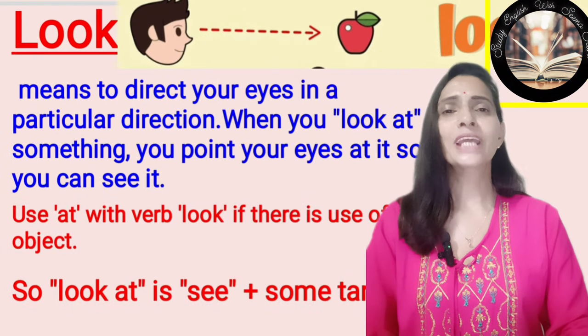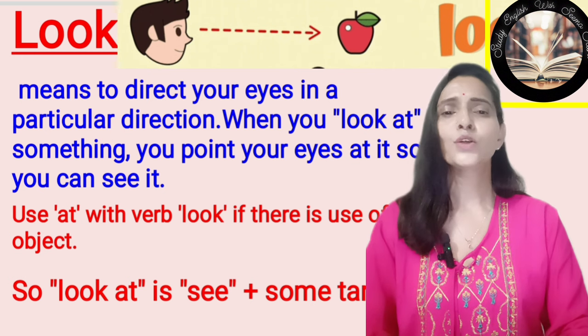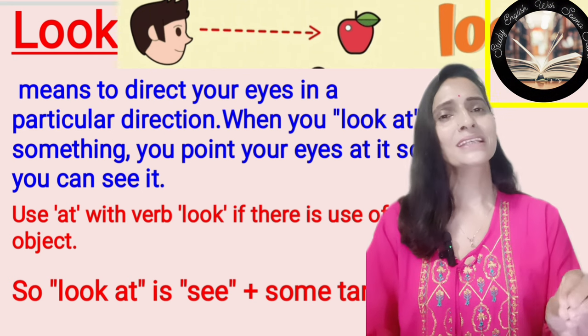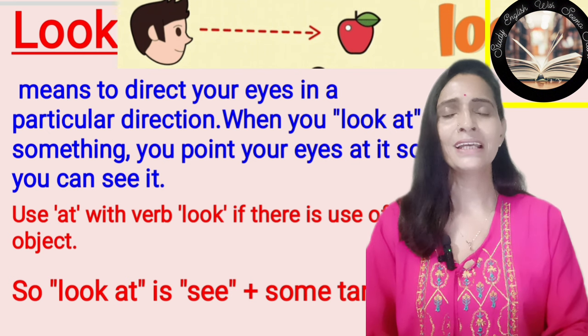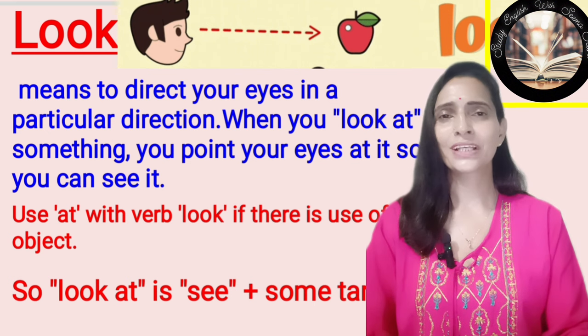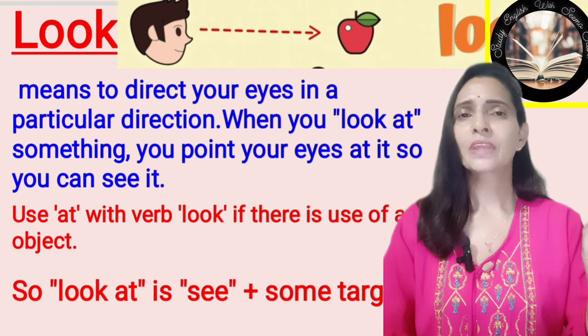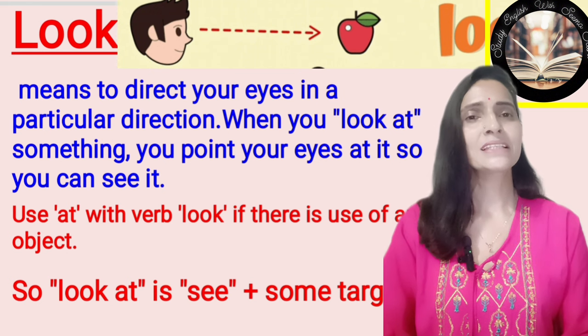Next, look. Look means to direct your eyes in a particular direction. When you look at something, you point your eyes at it so you can see it, means apni aankhon ko kisi cheez pe direct karna, point out karna, ki wo cheez kya ho sakti hai. Look ke saath at ka use karte hain agar wahan pe koi object hota hai. So look at is see plus some target.